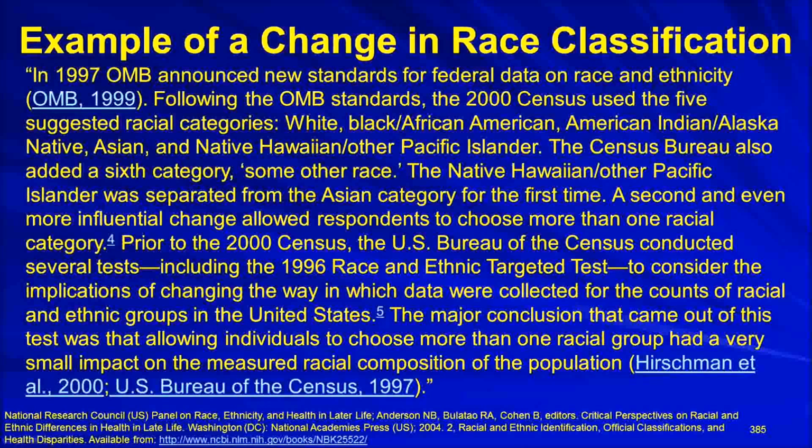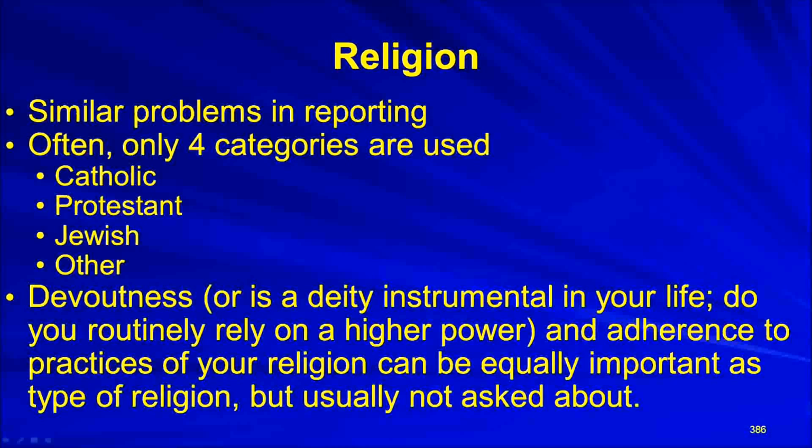Prior to the 2000 census, the U.S. Bureau of the Census conducted several tests, including the 1996 Race and Ethnic Target Test, to consider the implications of changing the way in which data were collected for the counts of racial and ethnic groups in the United States. The major conclusion that came out of this test was that allowing individuals to choose more than one racial group had a very small impact on the measured racial composition of the population. Now, even though this has gone on, there are similar problems in reporting most demographic information related to distribution.